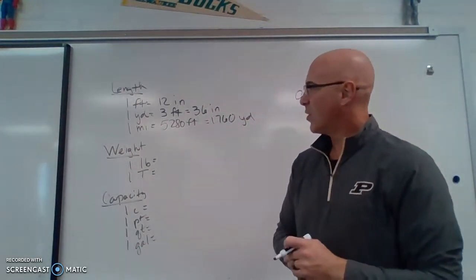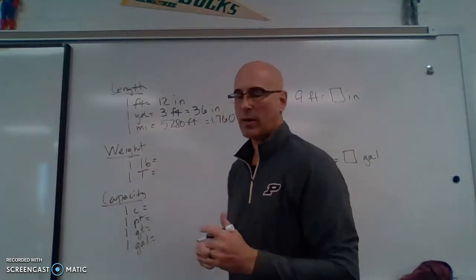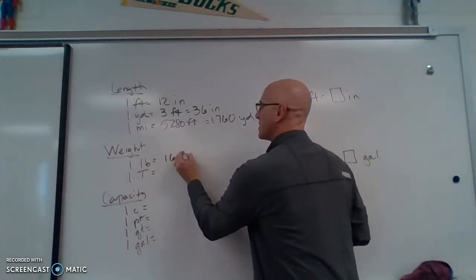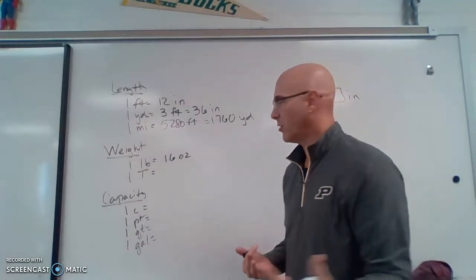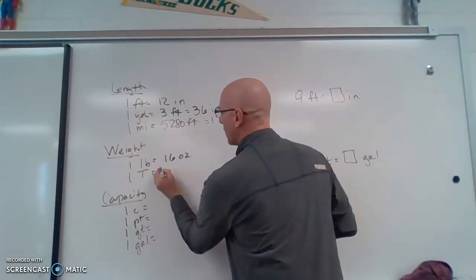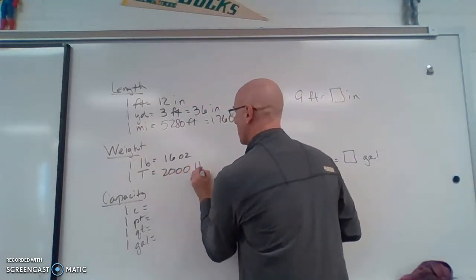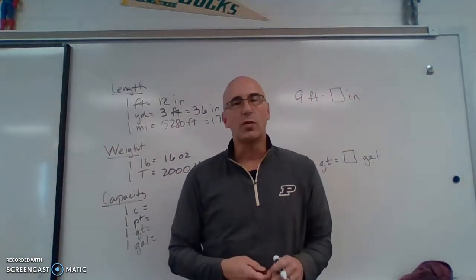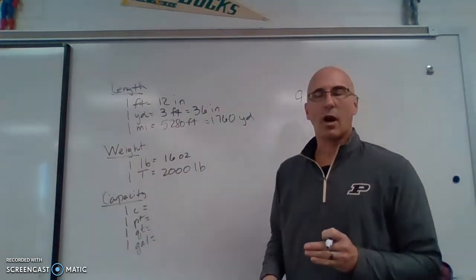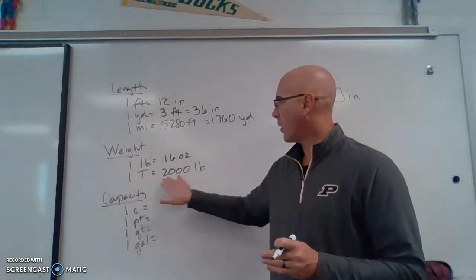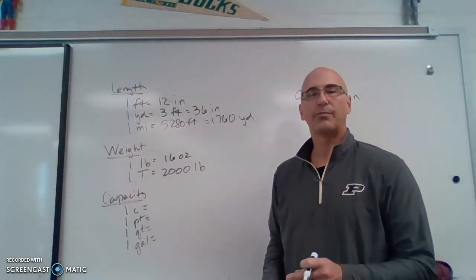In weight, 1 pound is equal to 16 ounces. 16 ounces make a pound. And 1 ton, I think most of us know that that equals 2,000 pounds. And remember, 1 ton is about the weight of a small car. So my car weighs about 2,000 pounds.